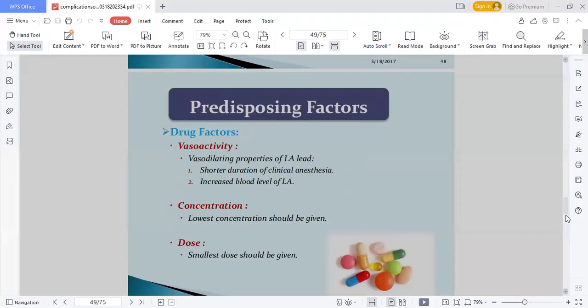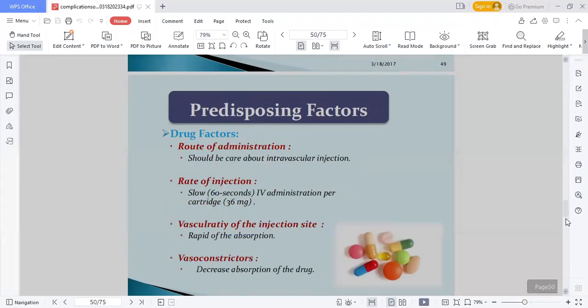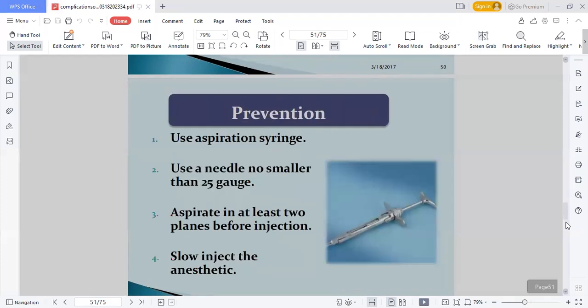Vasodilating properties of local anesthetics lead to a shorter duration of clinical anesthesia and an increased blood level of the local anesthetic. Lower the concentration, a smaller dose should be given. For route of administration, take care about intravascular injection. Rate of injection should be slow, 60 seconds per cartridge. Vascularity: rapid absorption. Vasoconstriction decreases the absorption of the drug.